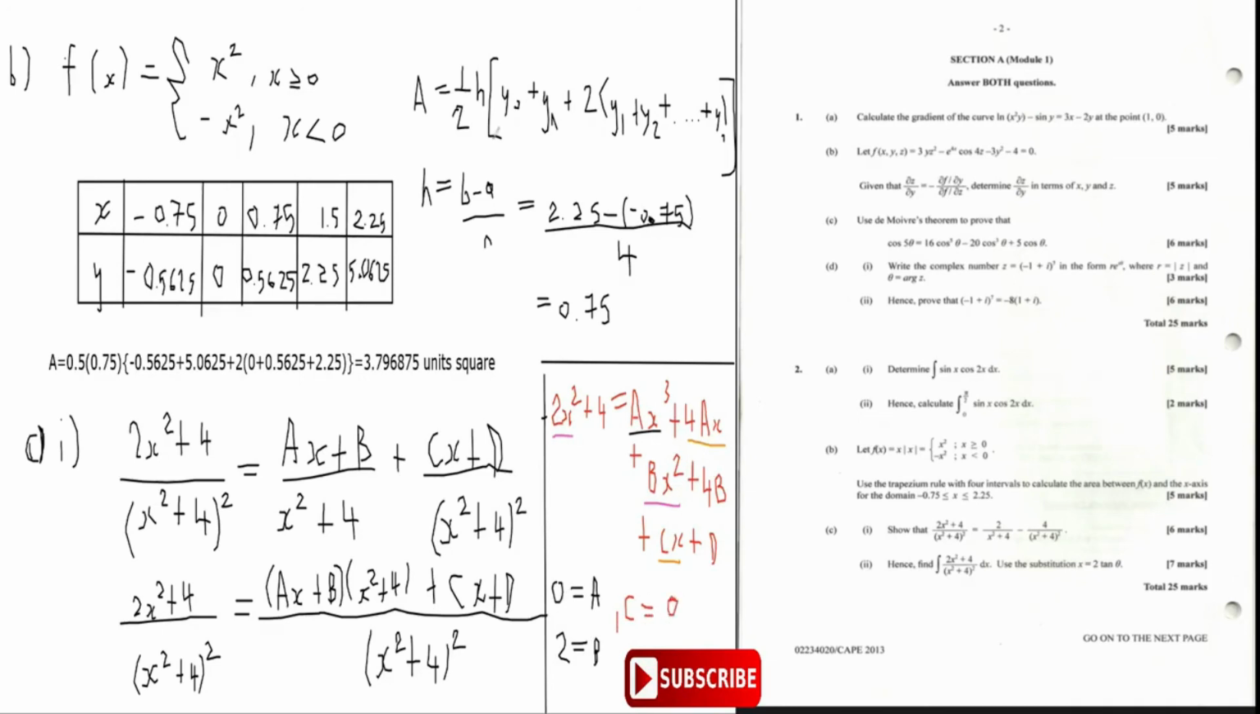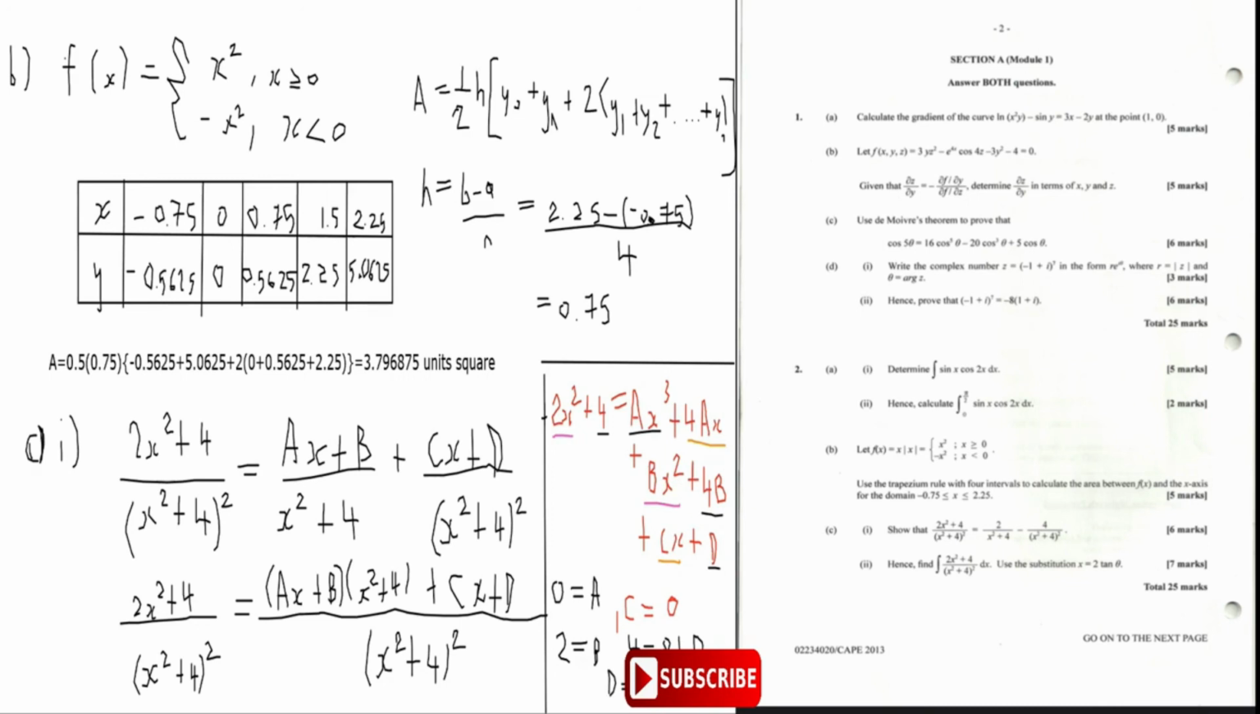Then finally, let's equate our constants. We have 4 is equal to 4b plus d. But what is 4b? 4 times b is 8. So that's 8 plus d equal to 4, so d must equal negative 4.